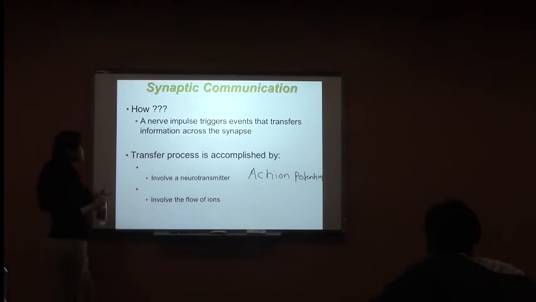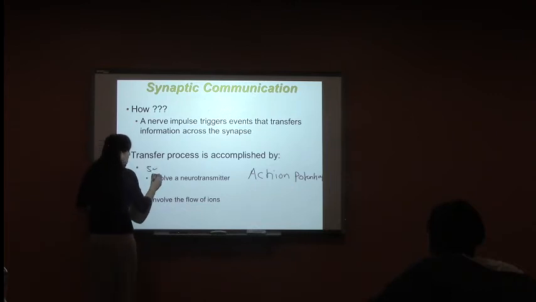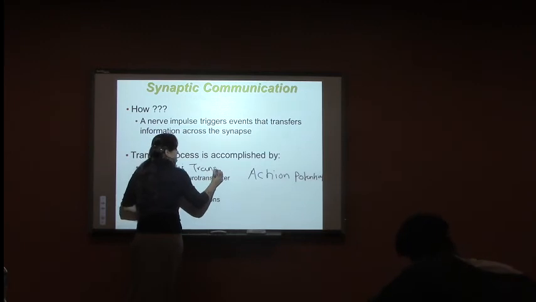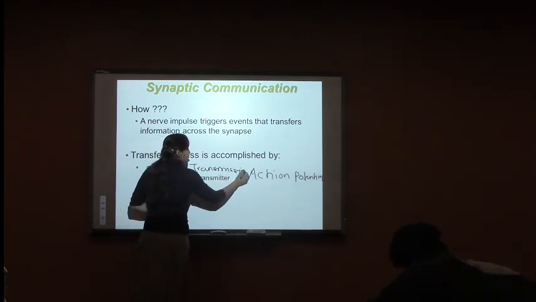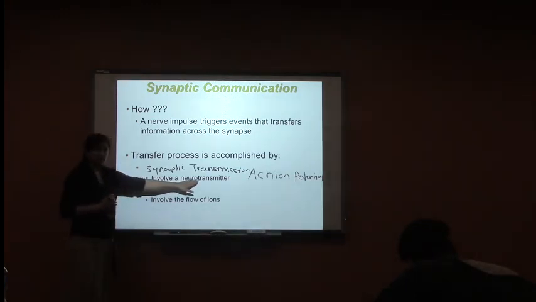The transfer process is accomplished in two ways. One, electrical synapse transmission. Synaptic transmission involves a neurotransmitter, which is a chemical signal.